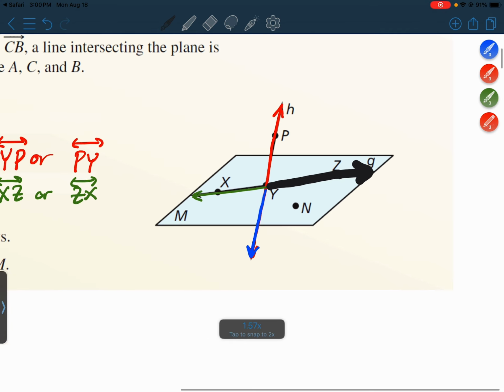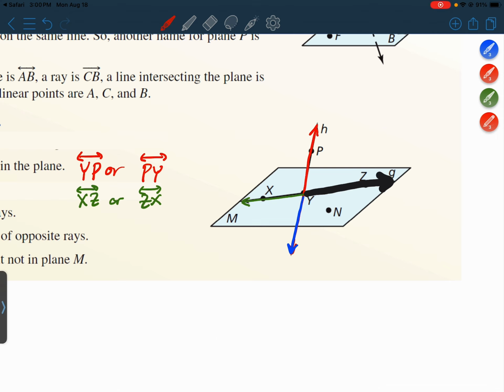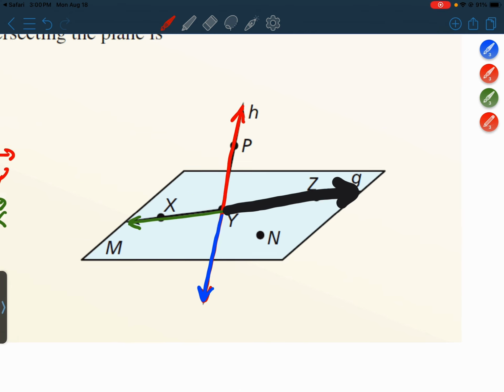All right, now it takes 2 letters to name a ray. So this red ray, we can call it, I'll just write the name over here, YP. Make sure that the arrow is above the P, since that's where the arrow is closest to in the picture. All right, for the green ray, we can call it ray XY. Again, the arrow needs to be above the X.